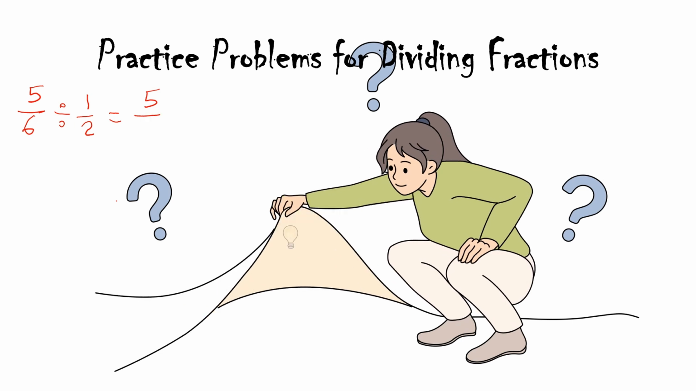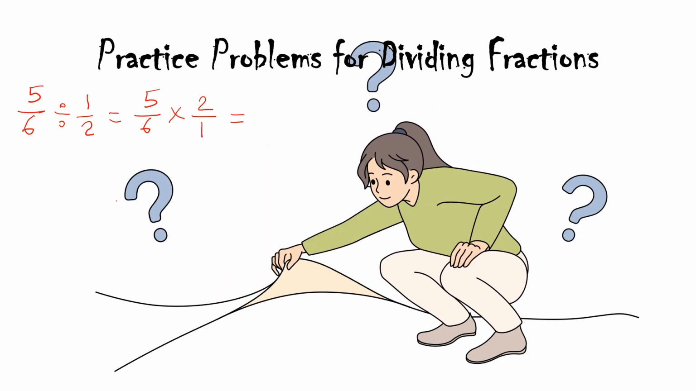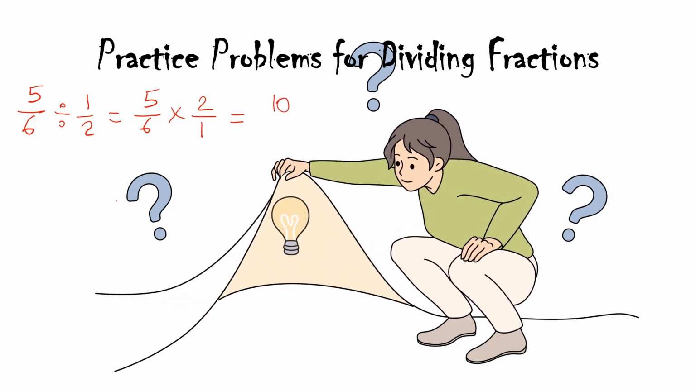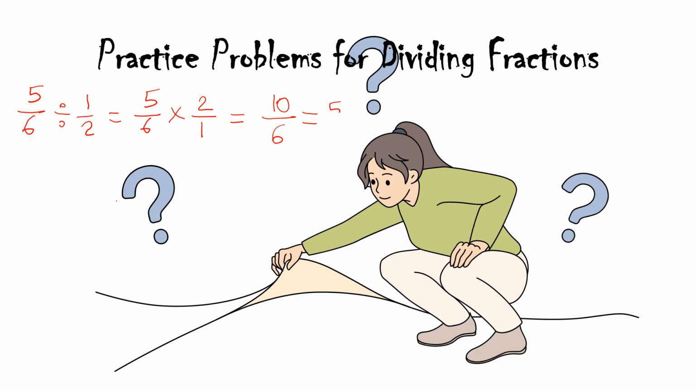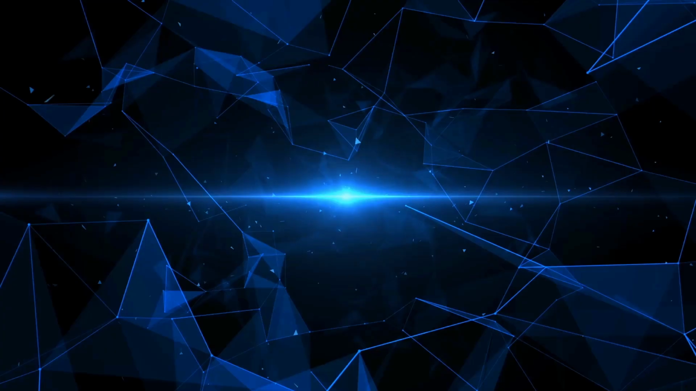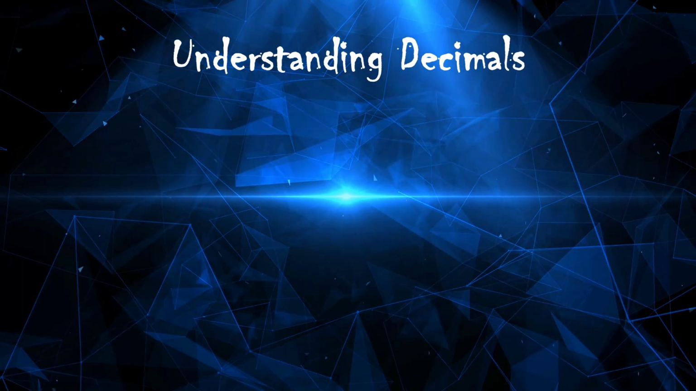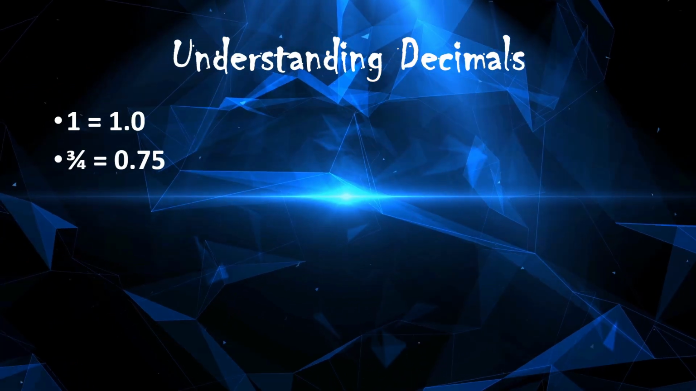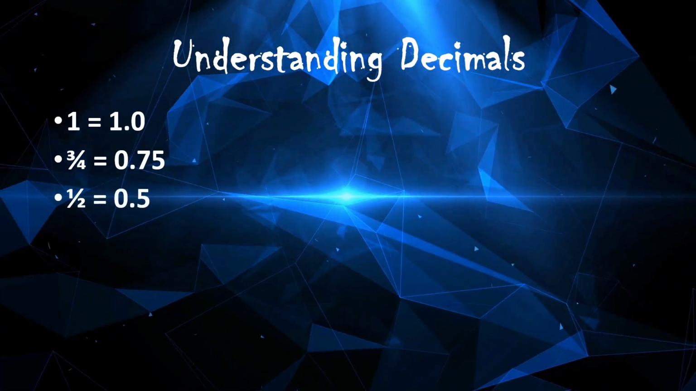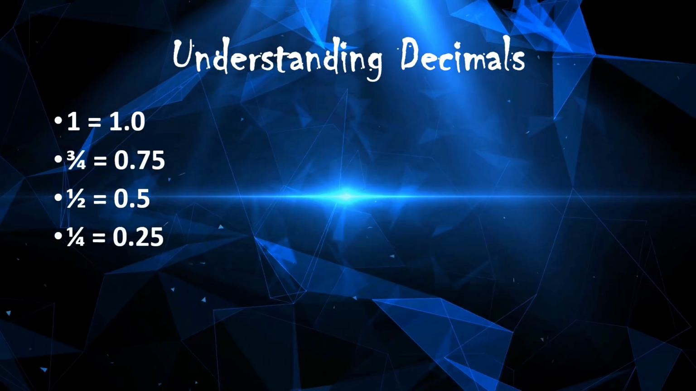The answer is 5 divided by 6 multiplied by 2 divided by 1 equals 5 multiplied by 2 divided by 6 multiplied by 1 equals 10 by 6, which simplifies to 5 by 3. Decimals are numbers that represent parts of a whole. For example, 1 is same as 1.0, 3 by 4 is same as 0.75, 1 by 2 is same as 0.5, and 1 by 4 is same as 0.25.